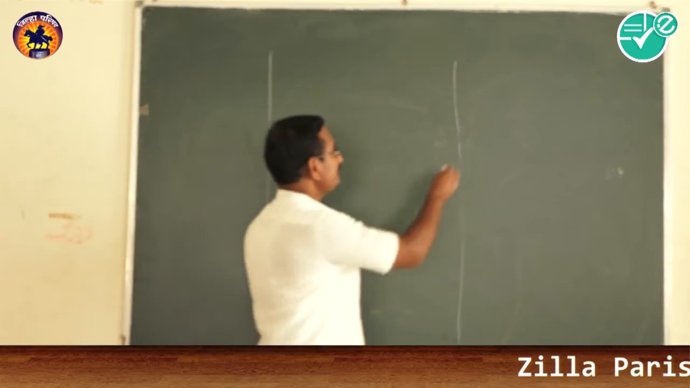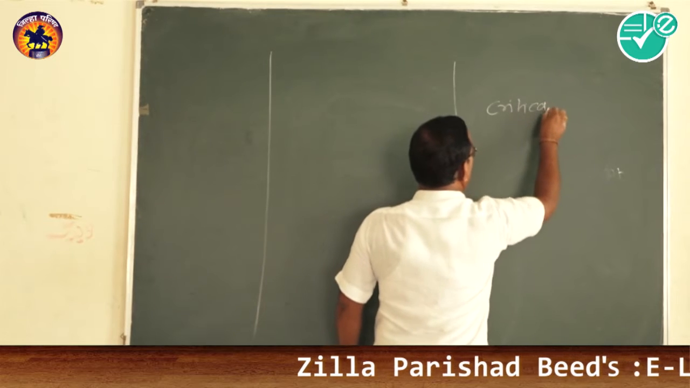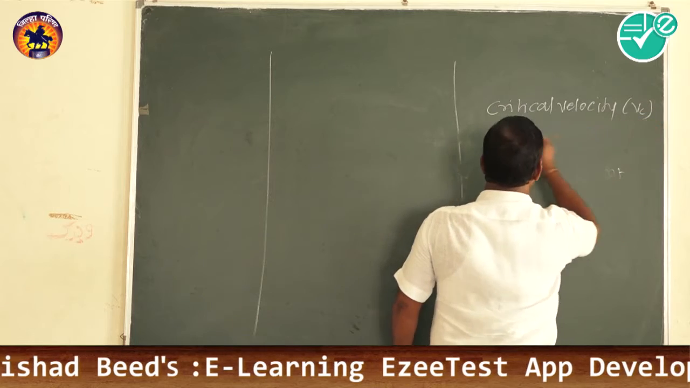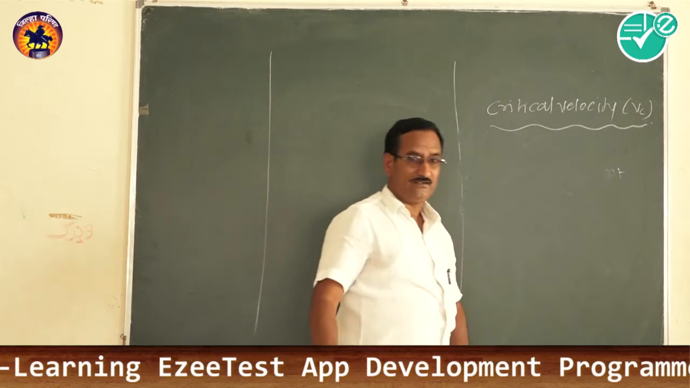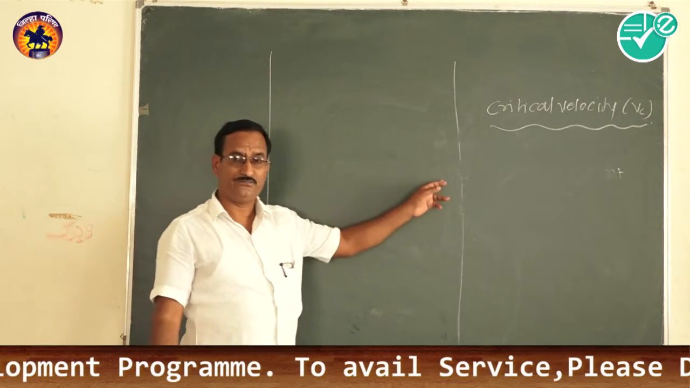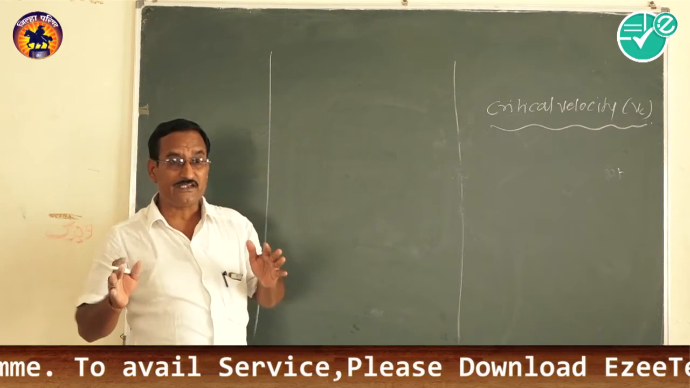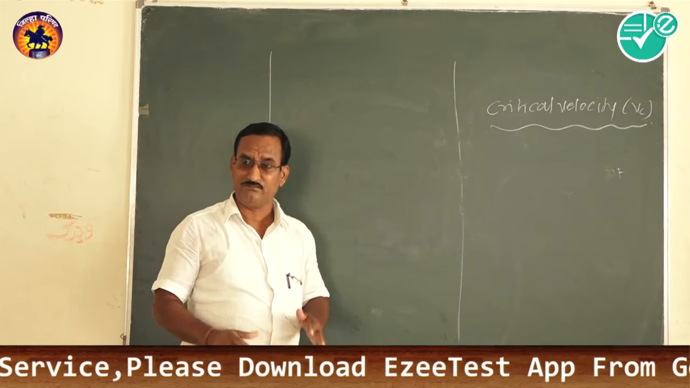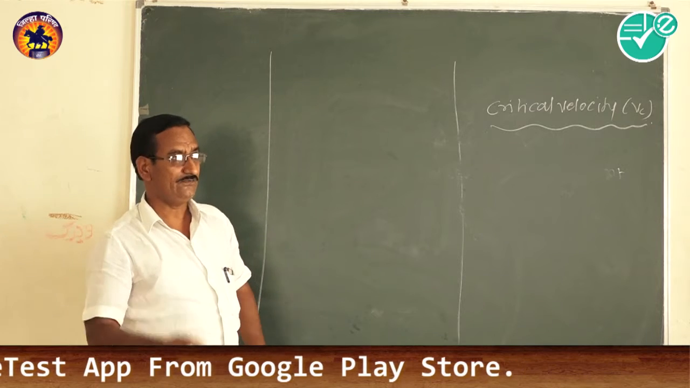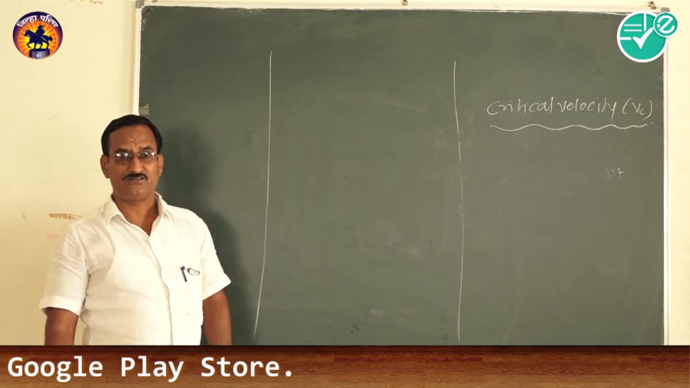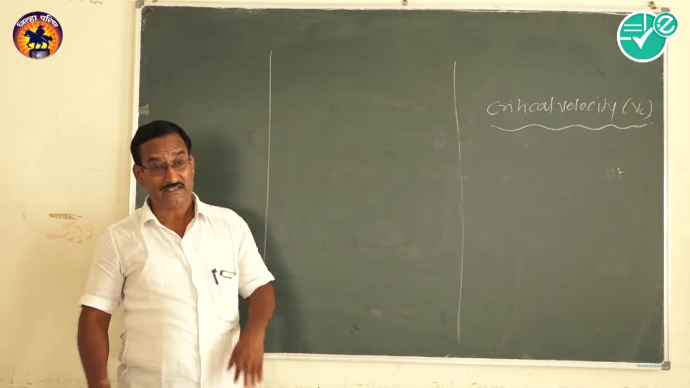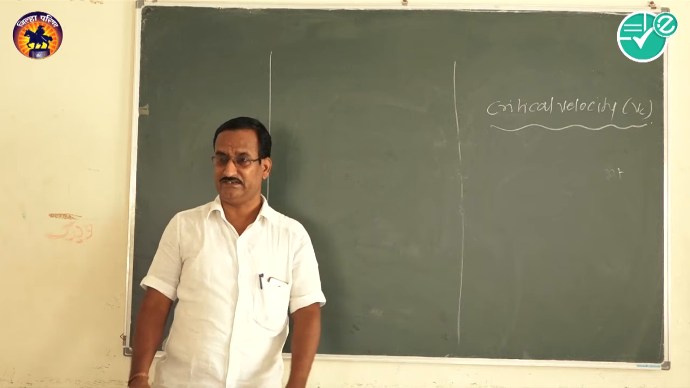Critical velocity, that is Vc. In the previous article, for fixation of the orbit of the satellite, three types of velocities are required: critical velocity, horizontal velocity, and escape velocity. These three types of velocity are required by the satellite to fix its orbit as well as for launching the satellite.